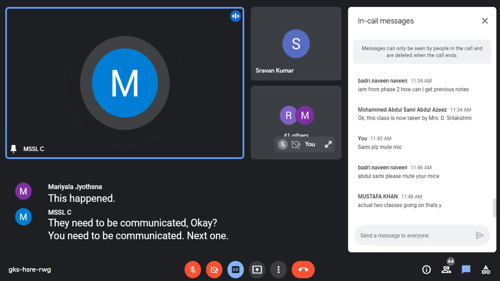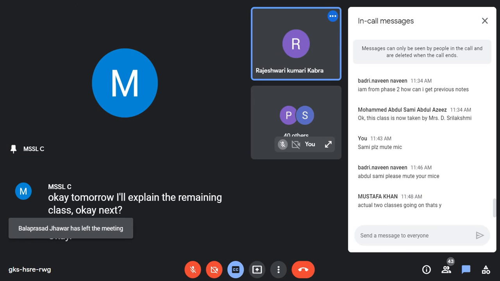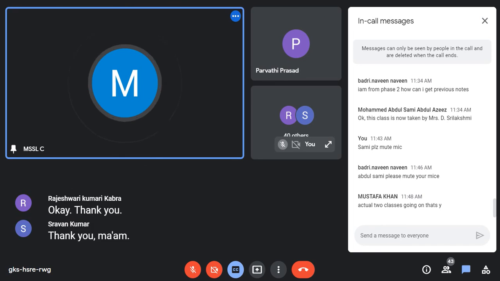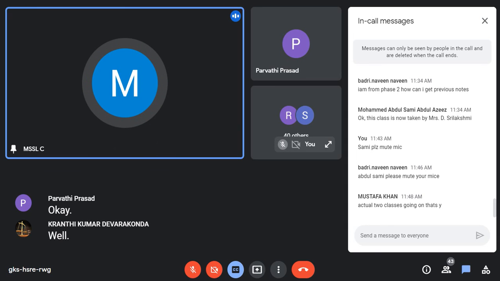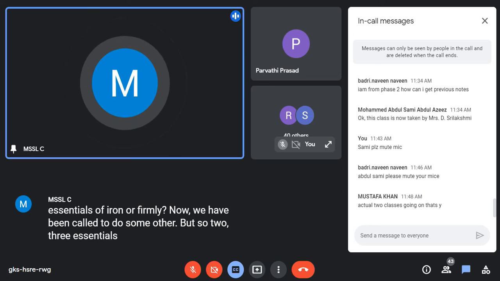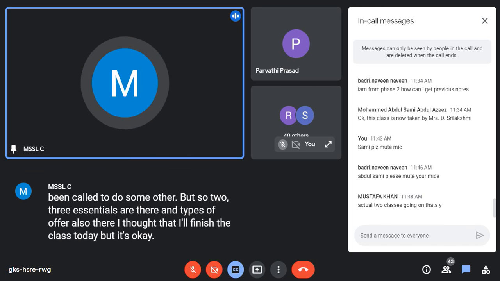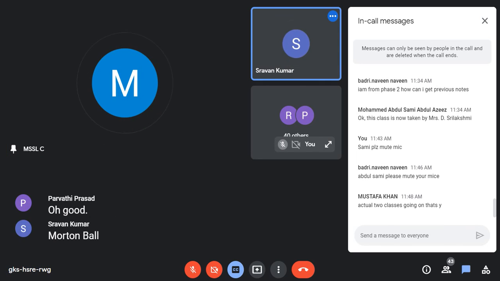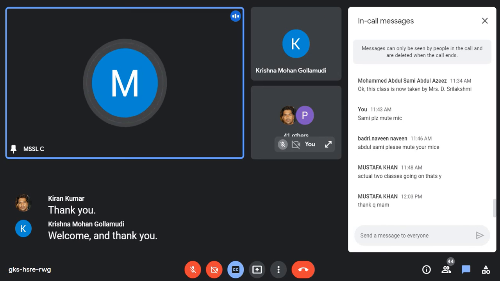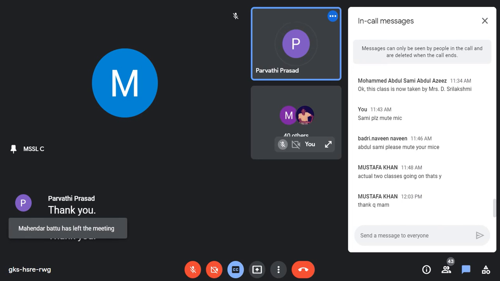Okay, tomorrow I'll explain the remaining class. Okay, next. The few points remaining are the essentials of a valid offer only. Now we have been called to do some other work. So two or three essentials are there, and types of offer is also there. I thought that I'll finish the class today, but it's okay. Monday we'll continue. Okay, ma'am. Thank you, ma'am.